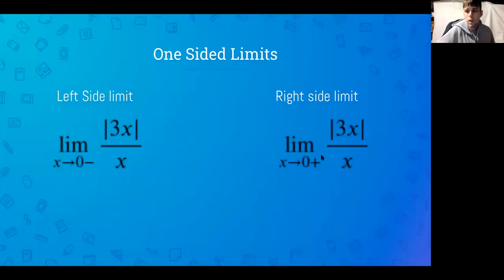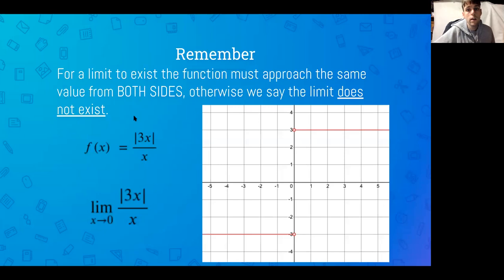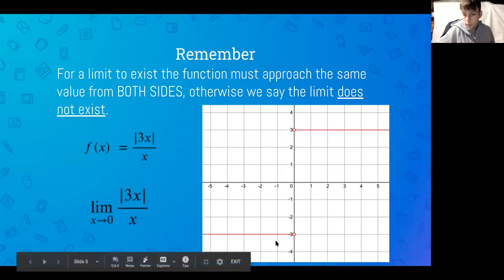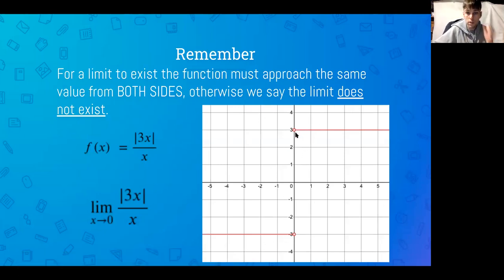All right, so we already briefly mentioned one-sided limits. If we put a negative after the value that we're approaching, that means we're approaching from the left. And if we put a plus symbol, that means we're approaching it from the right. For a limit to exist, the left side limit and the right side limit must agree. They must converge on a single number, not different numbers. So in this case, we had one approaching -3, one approaching 3. Therefore, we said the limit does not exist.